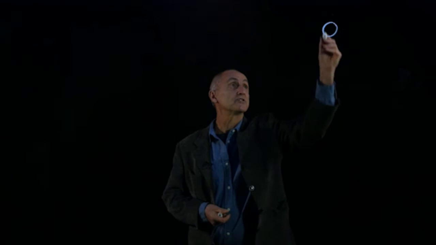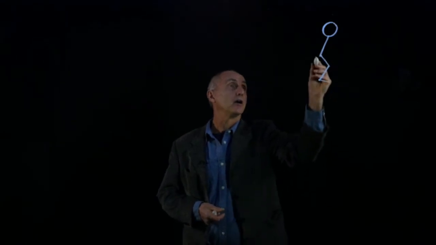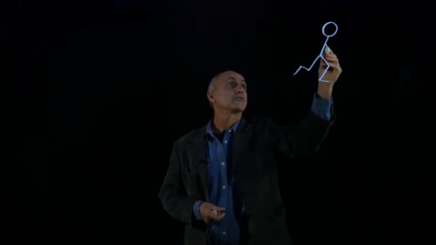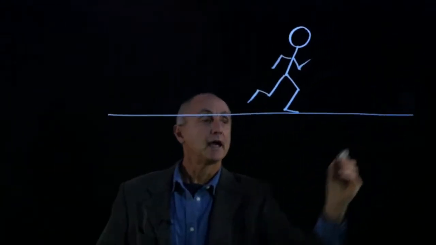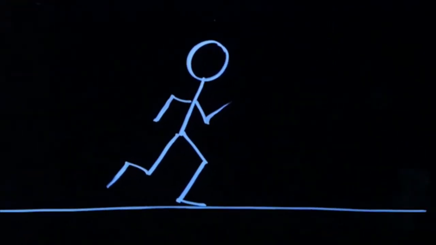We would now like to begin our analysis of motion. And we'll start with one-dimensional motion. Let's just consider a person running along a road. And so here's our runner, and here's our road. And what we want to do is be able to describe the position, the velocity, the acceleration of this runner.